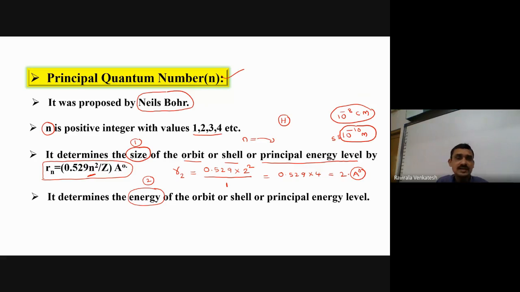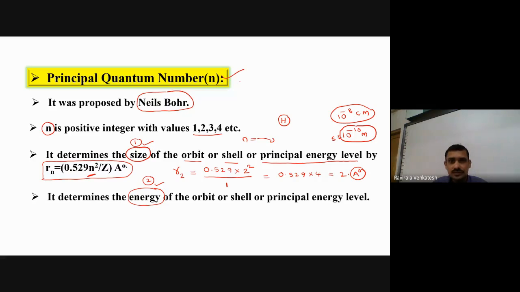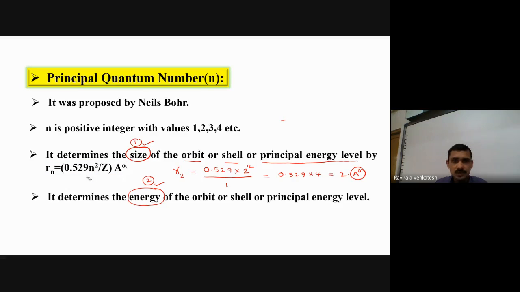So what is the significance of principal quantum number? We can determine the size and we can determine the energy of the electron. Understood here? Now I will rub this one so that it will be useful for you. In examination they are asking this one: what is the significance of principal quantum number? Size and energy.